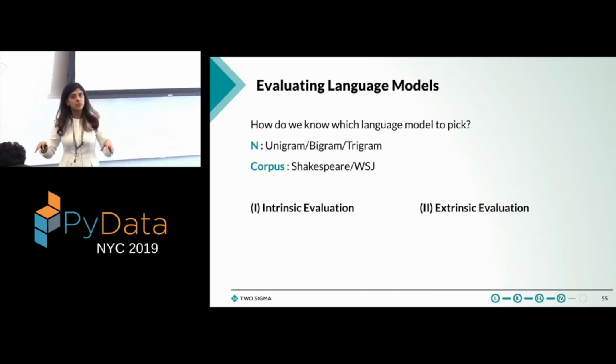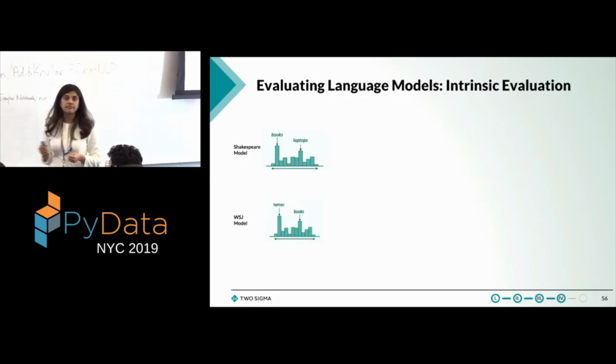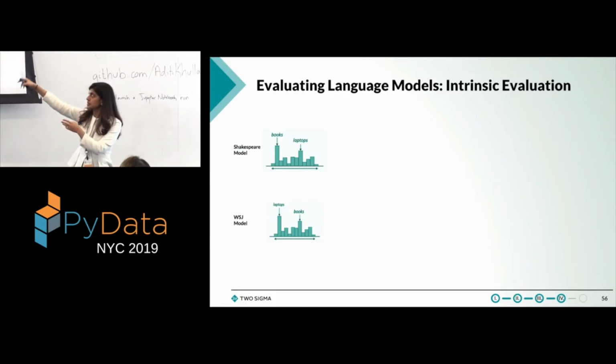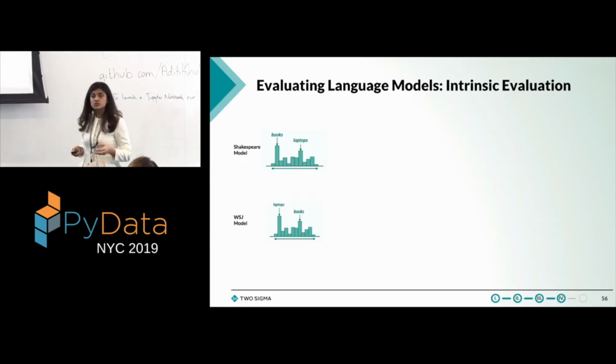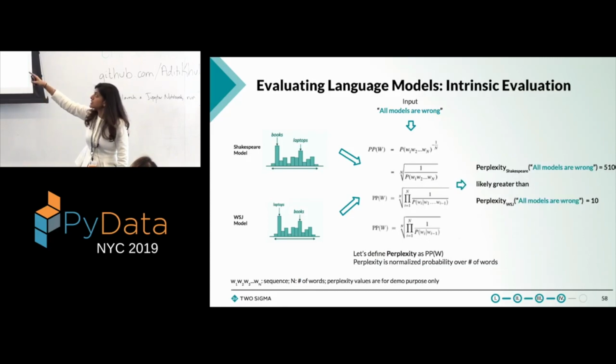Researchers have divided the evaluation of language models into 2 categories: intrinsic evaluation and extrinsic evaluation. In intrinsic evaluation, let's say that you had 2 language models here, Shakespearean and Wall Street Journal. Those are the probability distributions. You use these language models to predict the probability of an unseen sentence. Let's say this was a sentence, "all models are wrong," that both of these language models had never seen before. We pass it through this framework, and I'll be coming to that later on, and see which of the 2 models is doing better.